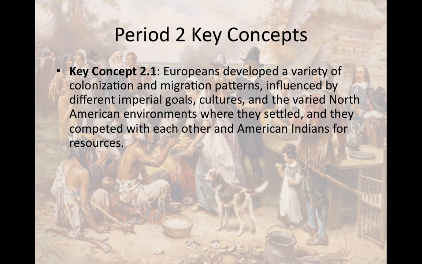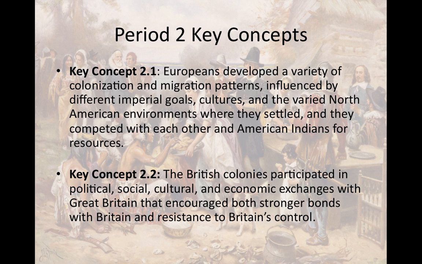All right, so Period 2 has two key concepts. Key Concept 2.1: Europeans developed a variety of colonization and migration patterns influenced by different imperial goals, cultures, and the varied North American environments where they settled. And they competed with each other and American Indians for resources. If that's not a run-on sentence, I really don't know what is. So, to run on to Key Concept 2.2: the British colonies participated in political, social, cultural, and economic exchanges with Great Britain that encouraged both stronger bonds with Britain and resistance to Britain's control. Okay, we'll look more deeply at those in just a second.